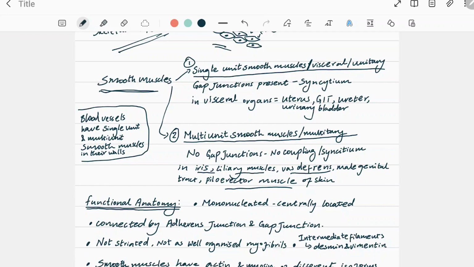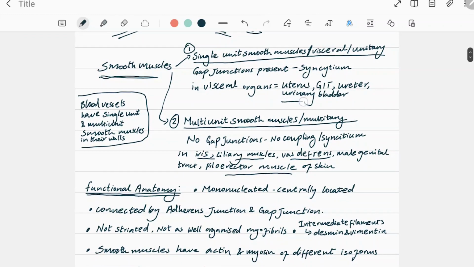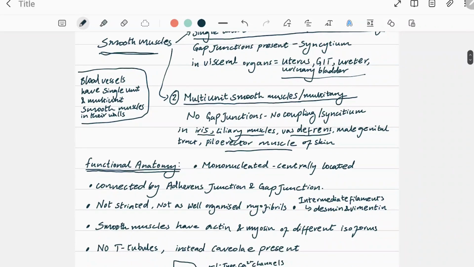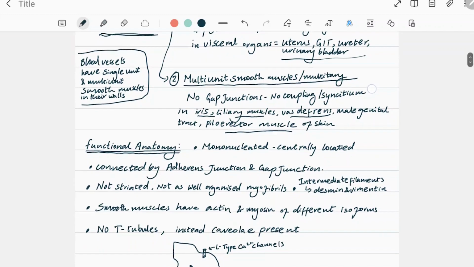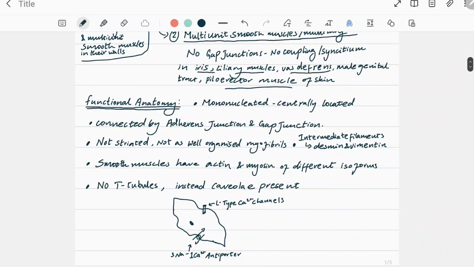Now if we see the blood vessels, they have both single unit and multi-unit smooth muscles in their walls. But in other organs like the uterus, GIT, ureter, and urinary bladder, it's single unit. In the iris, ciliary muscle, vas deferens, and piloerector muscles of skin, they're multi-unit.